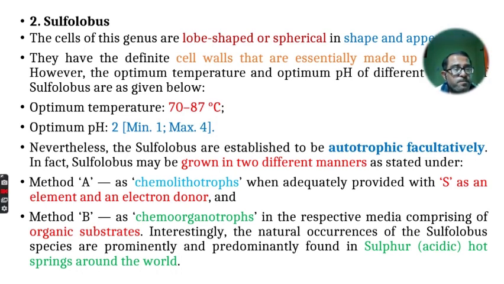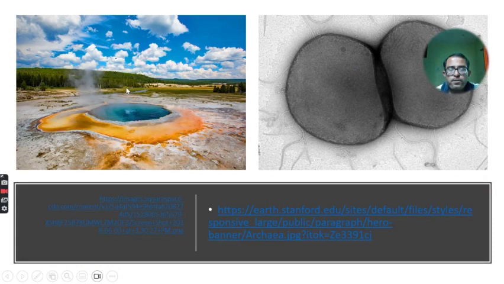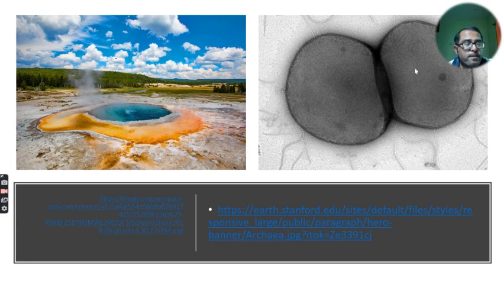And these low pH bacteria can also be seen in various places in the world. So you can see this is the place where Sulfolobus or thermoplasma bacteria can easily grow. And this is the Sulfolobus bacterial cell, which is observed under the electron microscope.